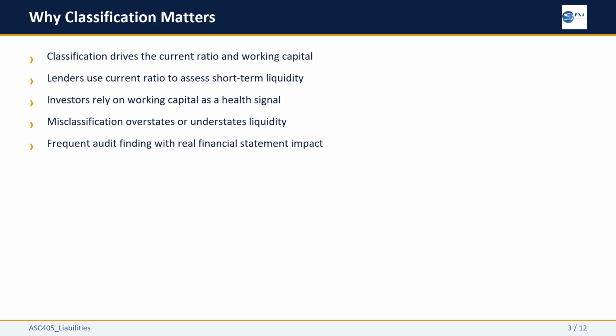Here is the key thing. This is not just a bookkeeping exercise. Where you put a liability on the balance sheet directly moves your current ratio and your working capital. These are the two numbers lenders look at first when deciding whether to extend credit. Investors use them to gauge whether a company can meet its near-term obligations. If you misclassify a liability, even unintentionally, you are giving stakeholders a distorted picture of liquidity. And auditors know this, which is exactly why it shows up as a finding so often.